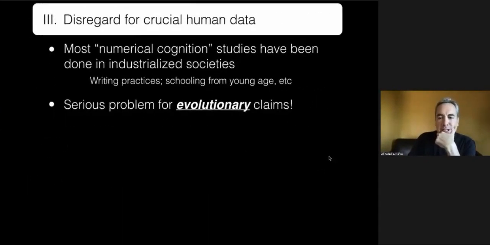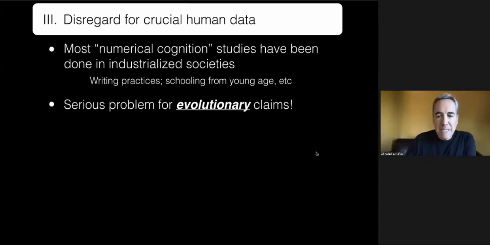Another point that is missing in the literature quite a bit is human data. A lot of the work done in numerical cognition and in the neuroscience of numerical cognition is largely done with humans who are in pretty much Western industrialized society, or I would just say not necessarily Western, but industrialized. And that means societies with specific types of cultural practices, specific types of writing systems, and more importantly, schooling and curricula.